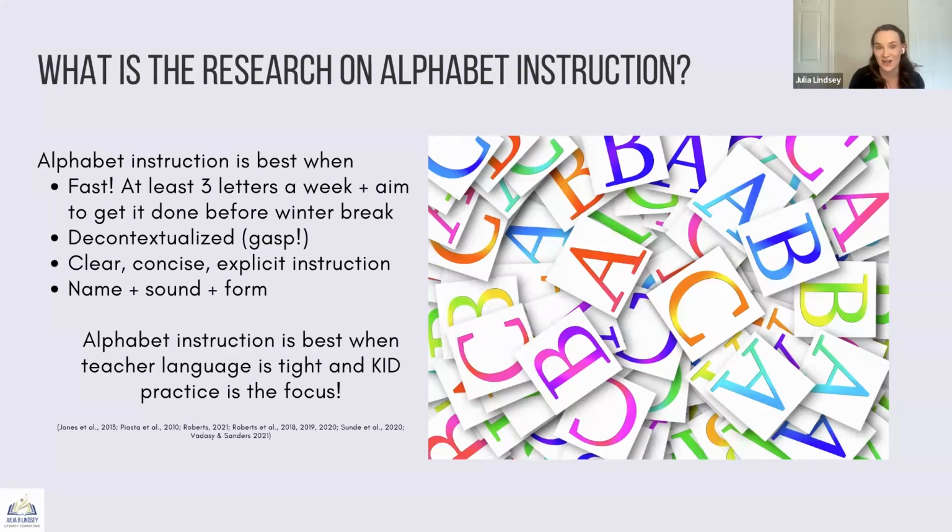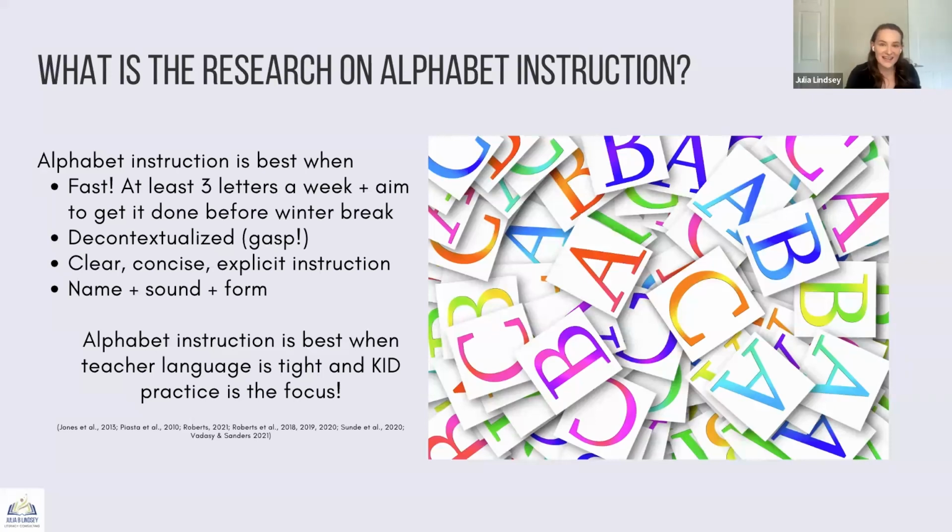In the decontextualized experience. So when we think about our alphabet instruction, even though we certainly might want to include other things in our day, like shared readings that might include aspects of our alphabet instruction, when we are teaching a letter, we want to be clear, we want to be concise, and we want to be explicit so that children know exactly what it is that they need to know about this letter.